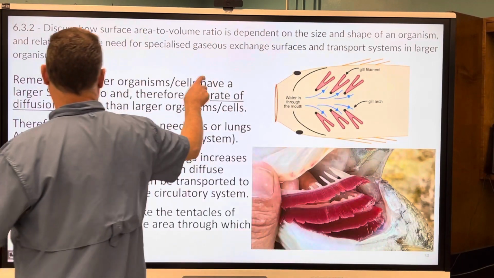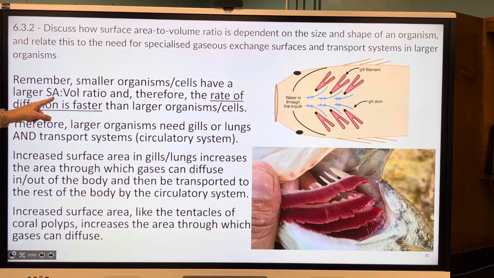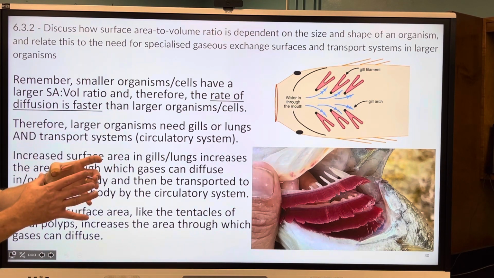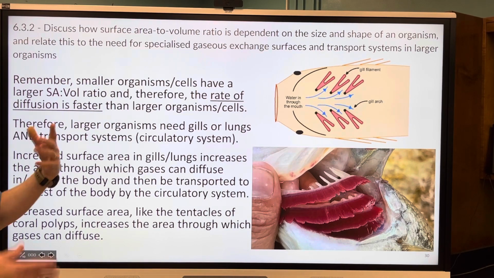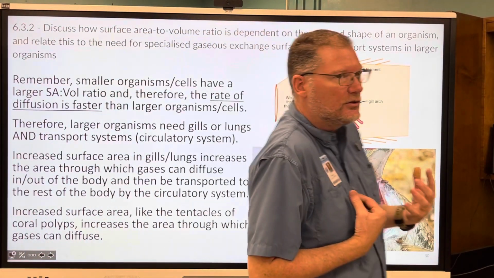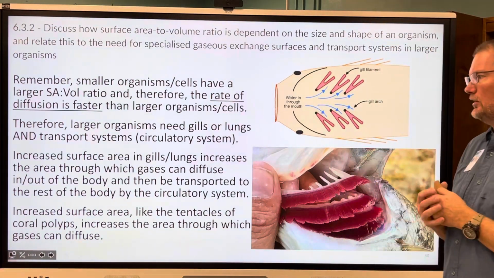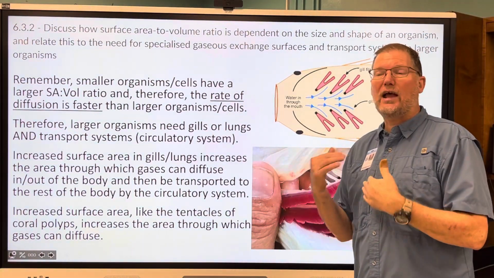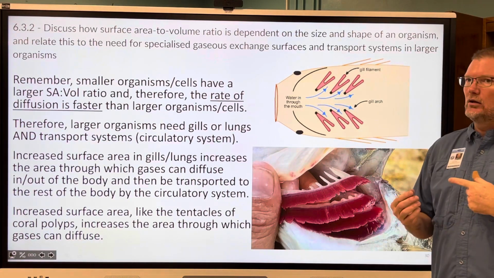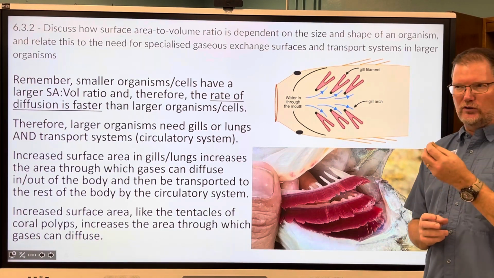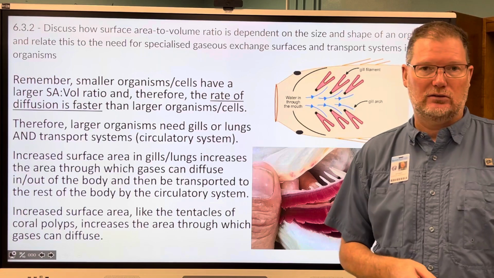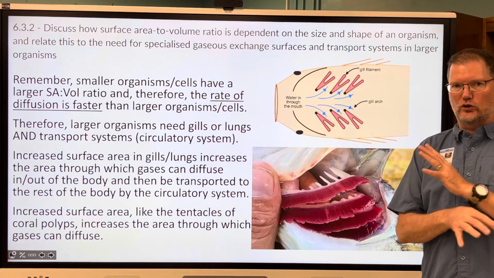But smaller organisms have a larger surface area to volume ratio, and their rate of diffusion is faster than larger organisms. We've already determined that with the agar demonstration, okay? So larger organisms, like us, we need gills or lungs to be able to increase that surface area. And then we have to transport it around our body, so we need arteries and veins and capillaries. A single-celled organism or a very small organism like an ant doesn't need that. They can just diffuse all the materials through.